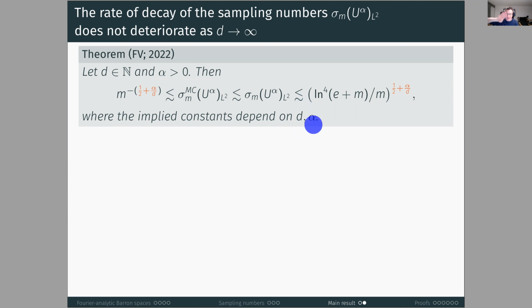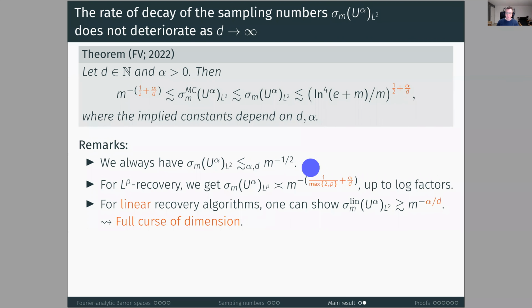So this is really an asymptotic result as m goes to infinity. Some remarks. No matter what alpha and d are, this means that you can always upper bound the sampling numbers by m to the minus 1 over 2. So this means you don't get a curse of dimension in the sense that as m goes to infinity, the exponent of m to the minus something does not deteriorate with d.